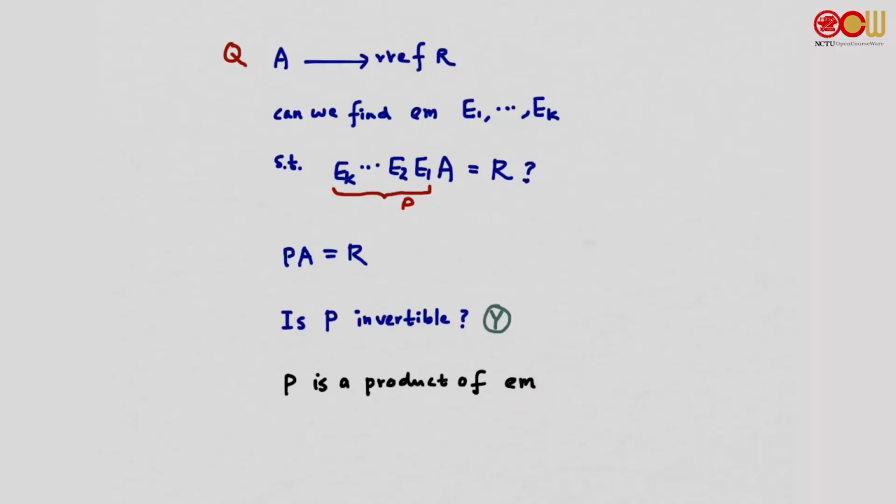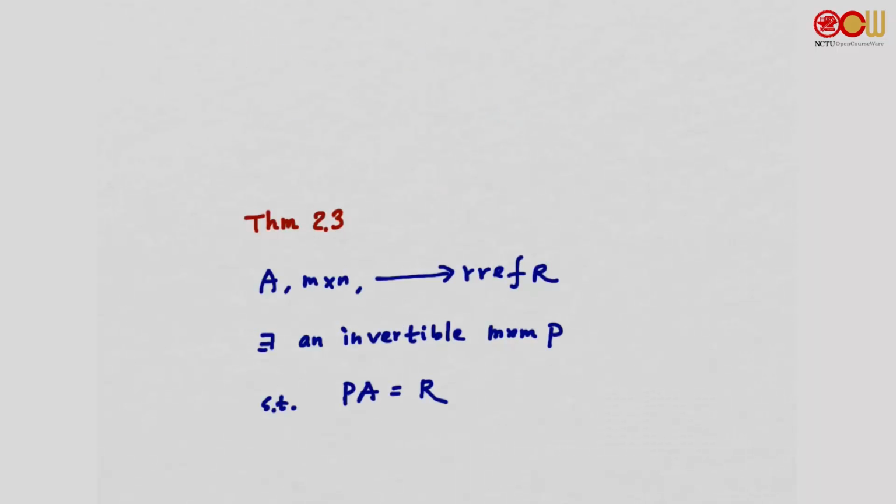Now we can make the following conclusion. This is Theorem 2.3. A is an n by n matrix. It has a reduced row echelon form R. Then we can always find an invertible n by n matrix P such that PA is the R matrix. And this P matrix, as we have found out earlier, is actually a product of elementary matrices.